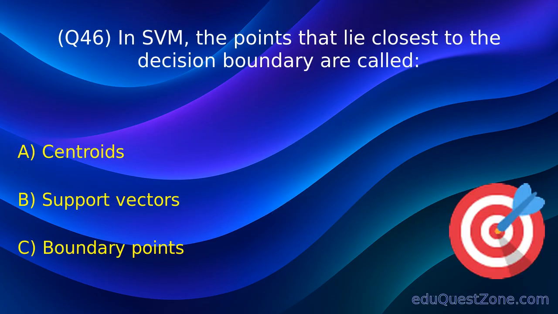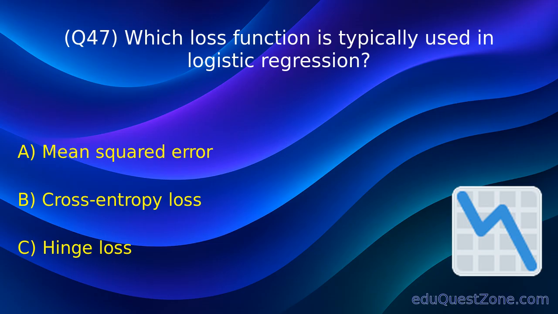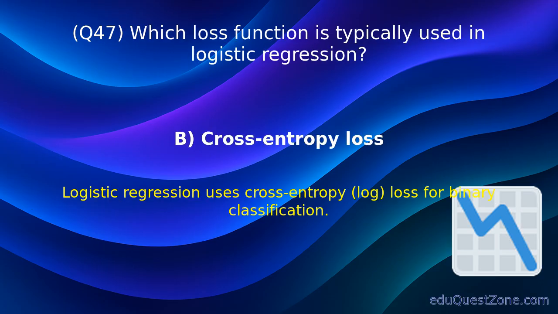Question 46. In SVM, the points closest to the decision boundary are called. Option B. Support vectors. Support vectors define the margin of the SVM. Question 47. Which loss function is used in logistic regression? Option B. Cross-entropy loss. Logistic regression uses cross-entropy loss.